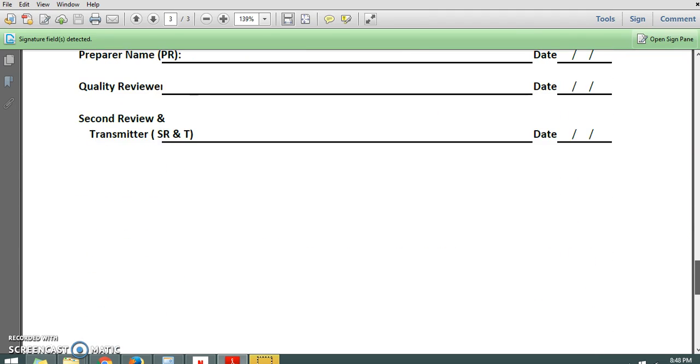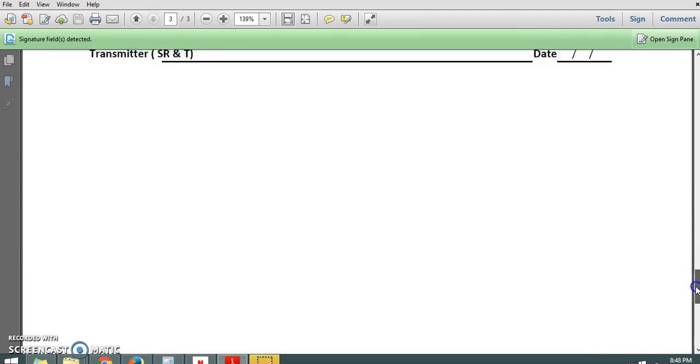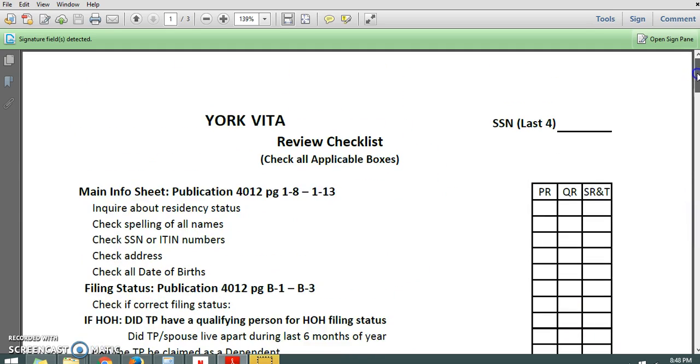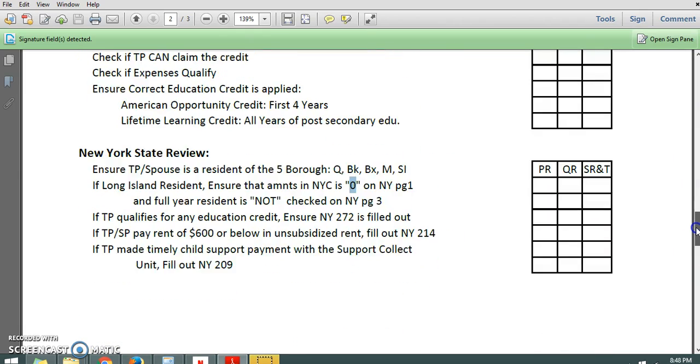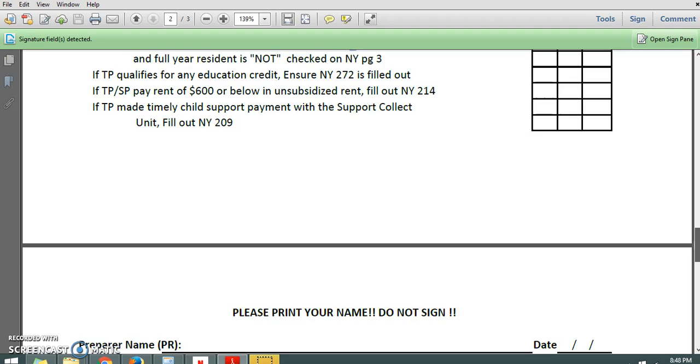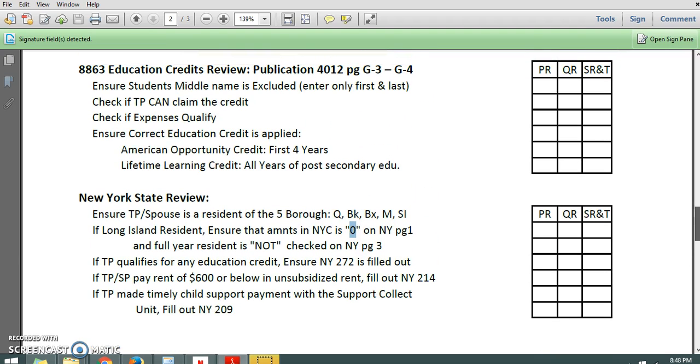So that's going through the review checklist. And again, when you're going through the review, you should have an inquiring mind, and you should be trying to look at the bigger picture for the tax preparer. You're not only checking everything that's in front of you, because part of the review is making sure the things that are not in front of you that were never entered are entered, and the only way you can do that is by asking questions.